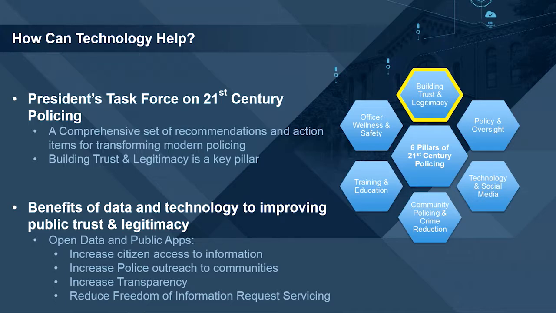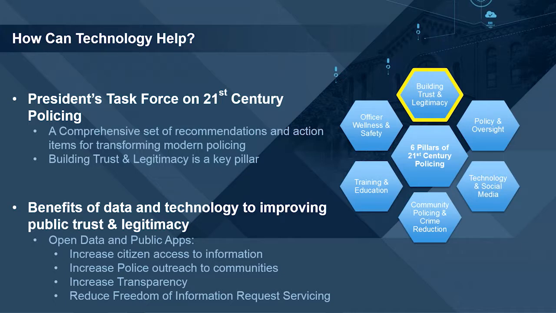Within the building trust and legitimacy pillar, it was identified that data and technology could help improve public trust and police legitimacy through the creation of open data portals that would increase citizen access to information, increase police outreach to communities, increase transparency, and also reduce Freedom of Information Act requests, the amount of time you spend servicing those requests.